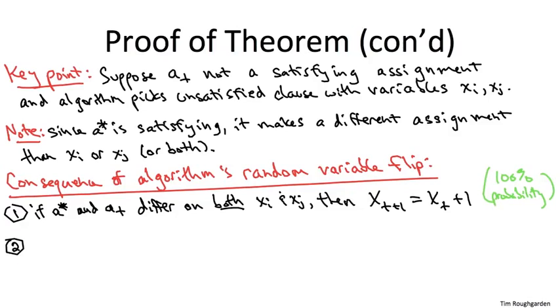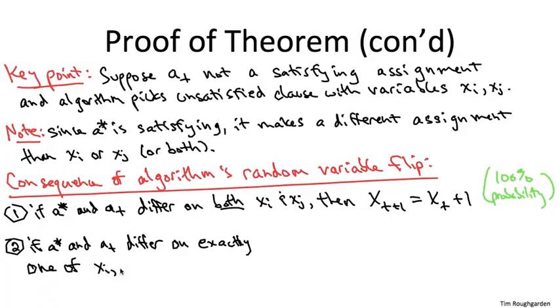The situation is more subtle when the current assignment a sub t agrees with the reference satisfying assignment a star on exactly one of the two variables xi and xj. So for example, maybe the current assignment agrees with a star on xi, but it disagrees with the reference assignment a star on xj. Now, of course, the algorithm has no idea what a star is, this arbitrary satisfying assignment, so it has no idea which of the two variables xi or xj it should flip. It just picks one of the two at random. Now, if we get lucky and we flip the value of the variable on which a sub t and a star disagree, then this is just like case 1. The flip causes the two assignments to agree on one more variable than they did previously. As a consequence, x sub t plus 1 is going to be one more than x sub t.